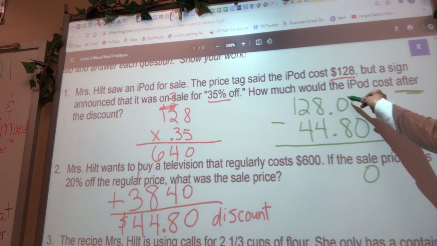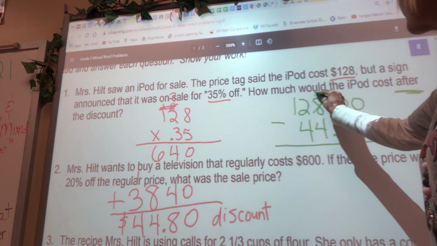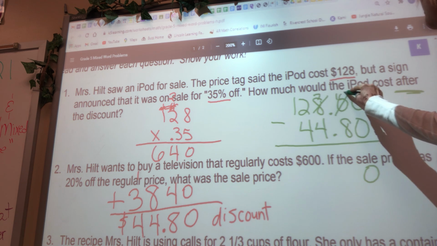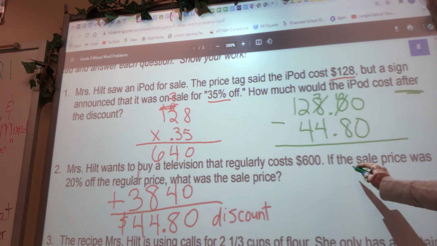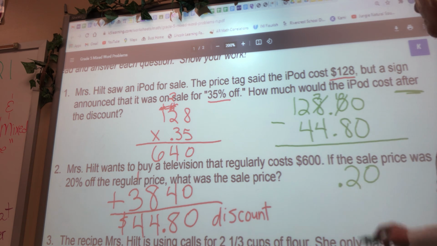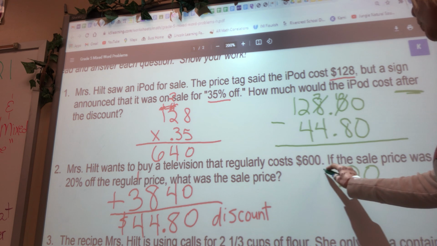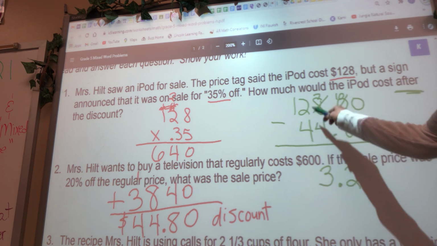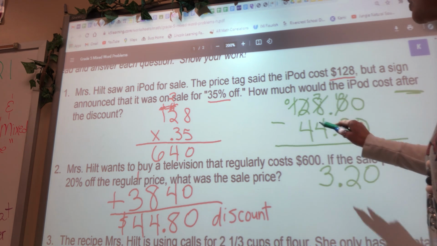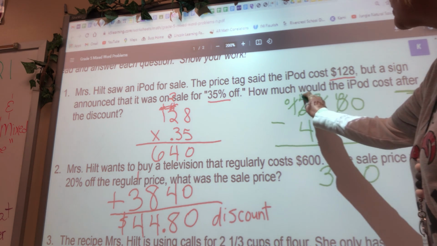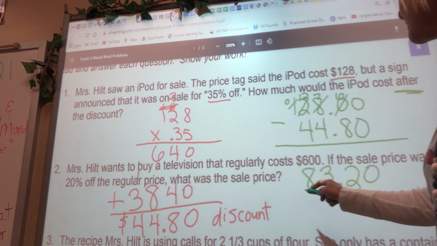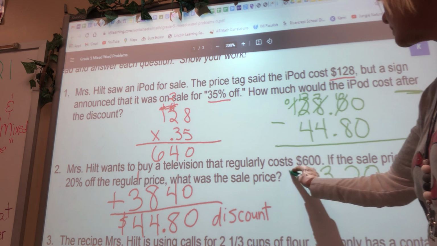We can't take 8 from 0, but we can borrow, and that will become a 7. We borrowed a multiple of 10, so this will be 10. 10 minus 8 is 2. We line up those decimals when we're subtracting. 7 minus 4 is 3. We can't take 4 from 2, so we would have to borrow. We borrowed a multiple of 10, so now we have 12. 12 minus 4 is 8. And nothing minus nothing is nothing.